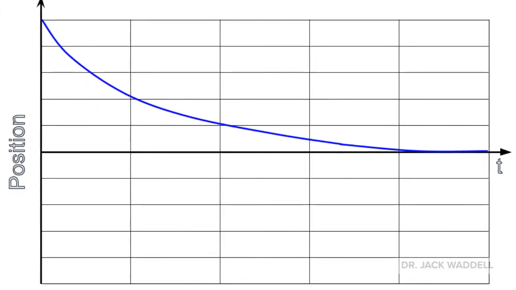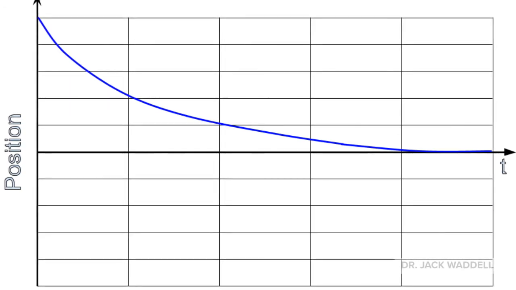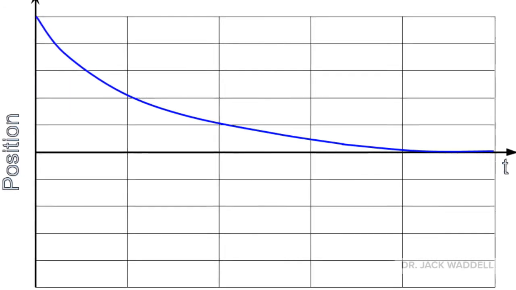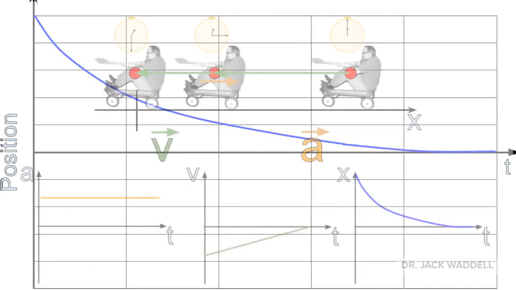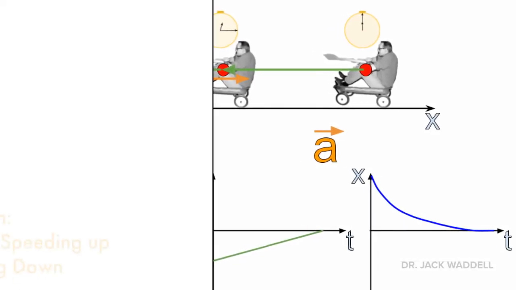And position should be moving towards the negative values, which means the left, but it should be getting flatter because that means we're slowing down. Finally, here it all is together in one screen.